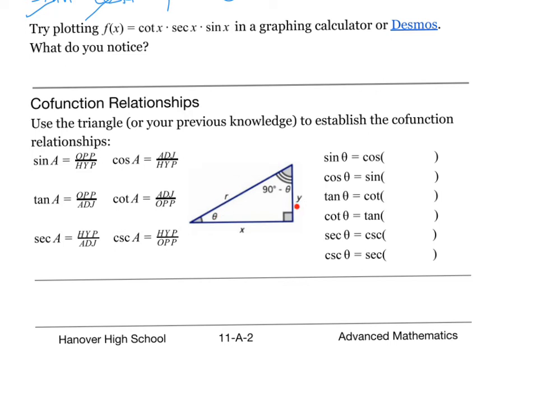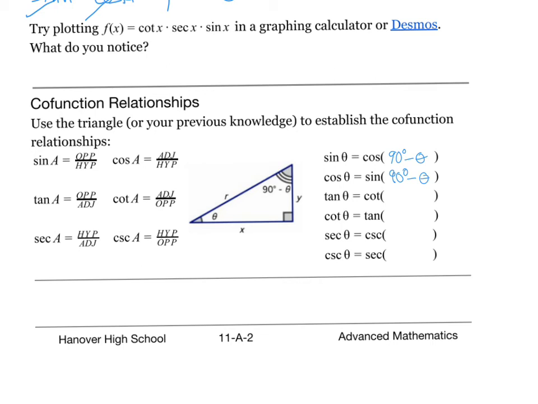Now those two sides, y and r, that ratio happens to be the ratio that would be the cosine of this angle. So the cosine of 90 minus theta is equal to adjacent over hypotenuse. So the cosine of 90 minus theta is y over r. That's the same thing as the sine of theta. Sine of theta is y over r. Cosine of 90 minus theta is y over r. So that means the sine of an angle is equal to the cosine of the complement of that angle. And the opposite is true. The cosine of an angle is equal to the sine of the complement.